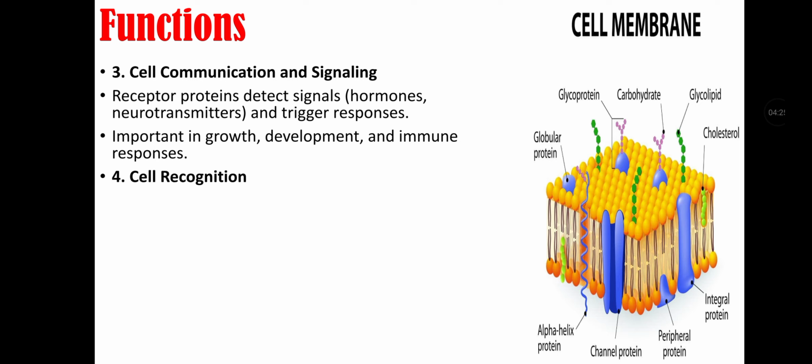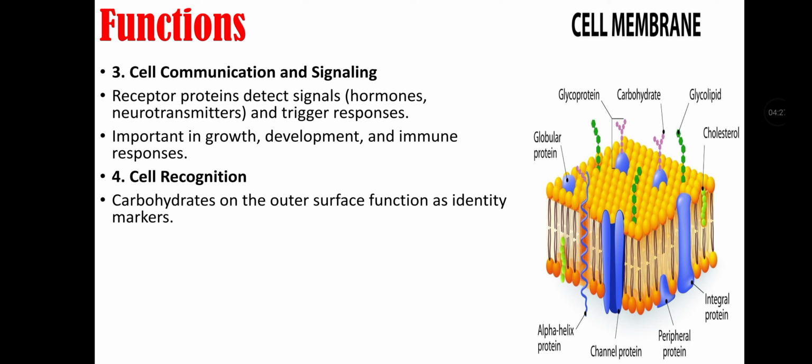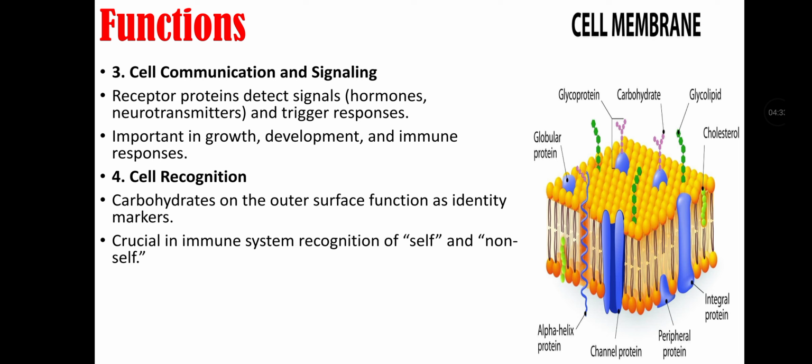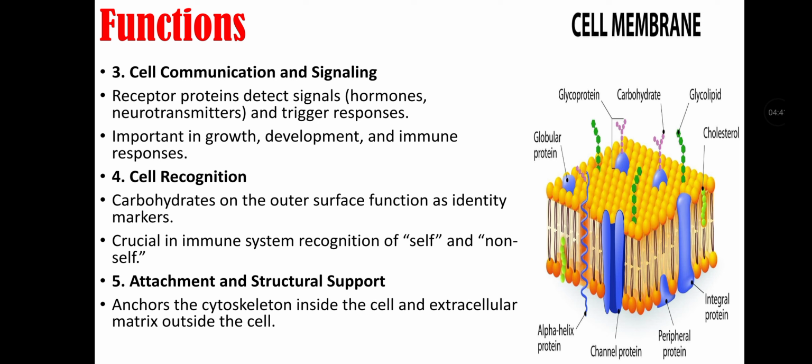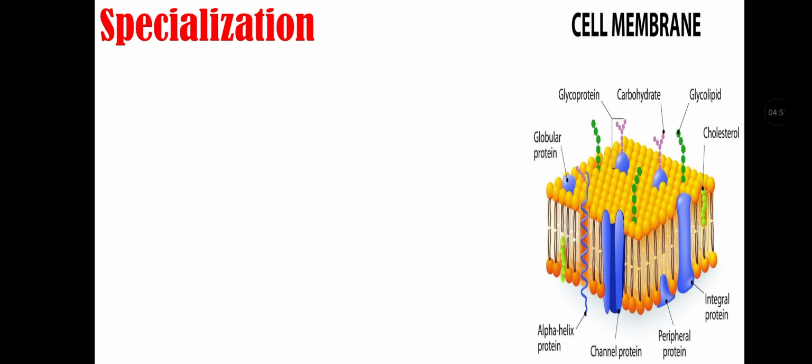Fourth function of cell membrane is cell recognition, as carbohydrates on the outer surface function as identity markers. They are crucial in immune system recognition of self and non-self. Fifth function of cell membrane is attachment and structural support, as they anchor the cytoskeleton inside the cell and the extracellular matrix outside the cell. This maintains cell shape and tissue organization.